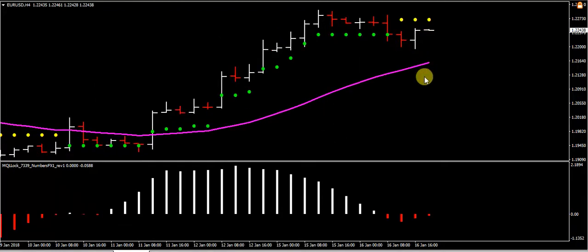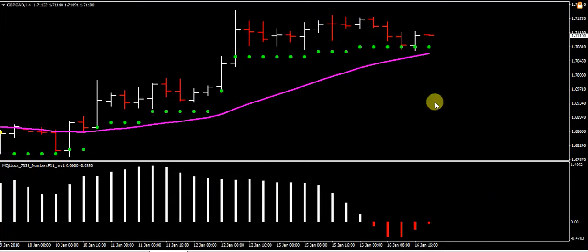Euro USD, similar situation. We've got some pullback from low volume. Volume's rising up again. Didn't really get a pullback to this bar. I haven't got a green signal confirmation, so I'll leave that.